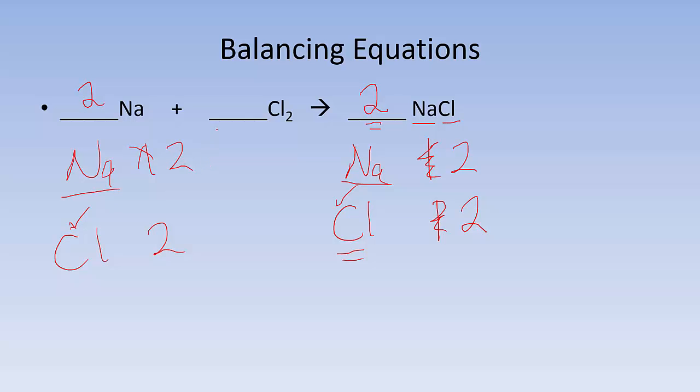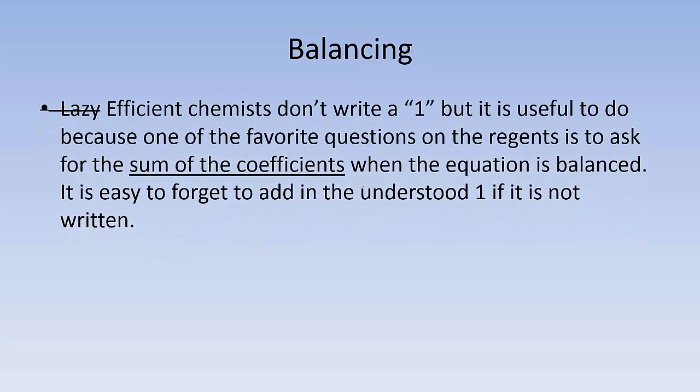All right, everything's done. The blanks are 1s. We normally don't write them, but it's good practice to put them in there. So we got 2 Na plus 1 Cl2 giving me 2 NaCl. I'm balanced. Efficient chemists usually don't write the 1, but it's useful to do so because on a lot of test questions, you'll be asked, what is the sum of the coefficients? They're asking you to add all the coefficients together.